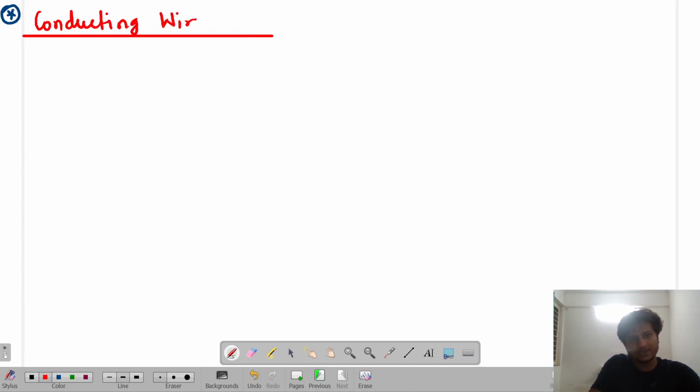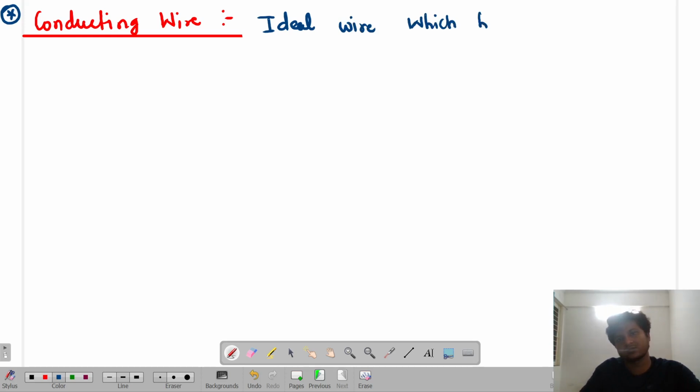Sometimes you will see in the circuit just a wire is given, isn't it? So what's the meaning of that? Basically, any ideal wire which has zero resistance is called a conducting wire. So for any conducting wire, the resistance is how much? Zero. And if the resistance is zero, that means the potential in the wire will also be the same or not.